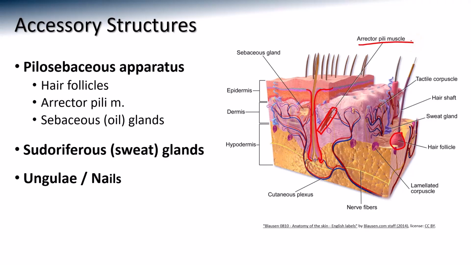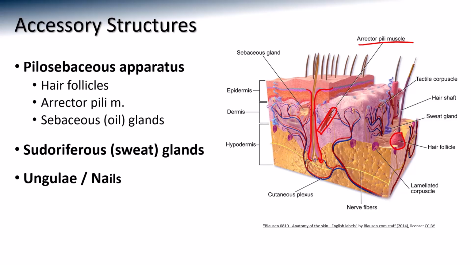It does exactly what its name suggests. So pili means hair, erector means it makes it stand erect. So that is what we see when we get goosebumps and all the little hairs stand up on end. This is a little smooth muscle, and we will talk about that in greater depth in the hair video.